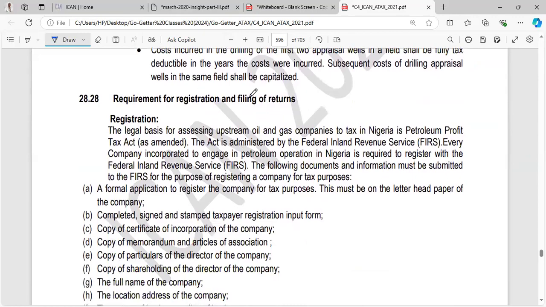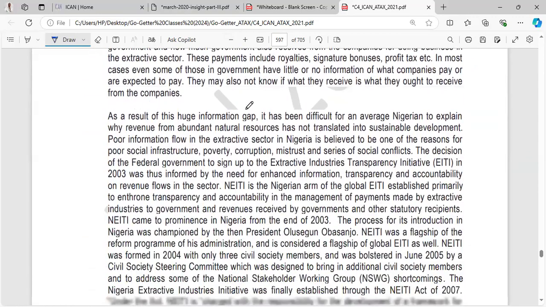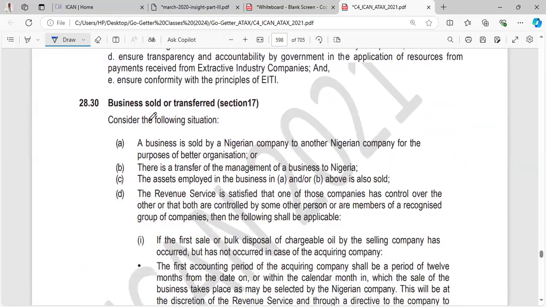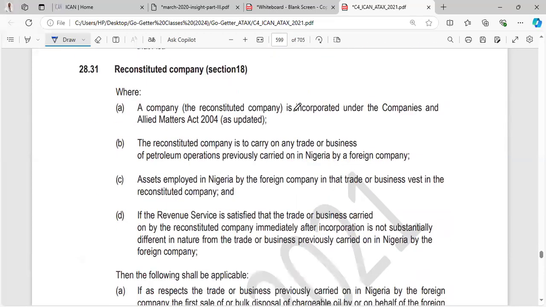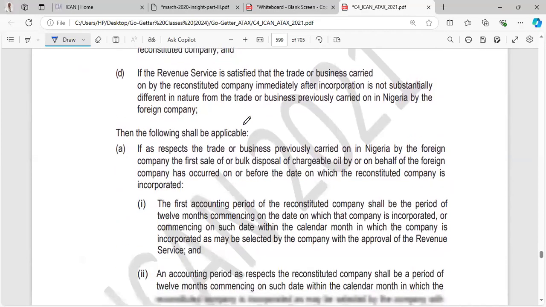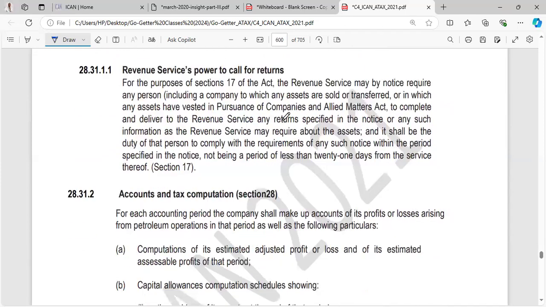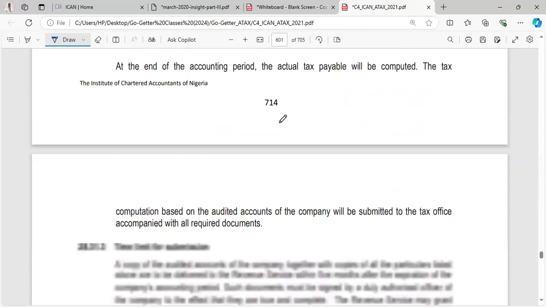Then the registration requirements, we don't need to talk about that. It's still the same thing that you know in the other companies. Business sold or transferred is not that important in the calculation. This is merger and acquisition, that's a merger and acquisition issue. This is revenue service powers to call for returns. This has been taken over for appeal and objection and appeal procedures. You need to read that.